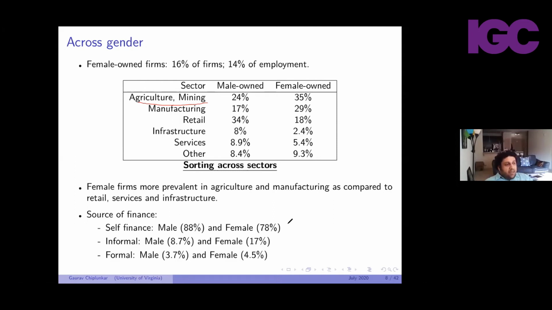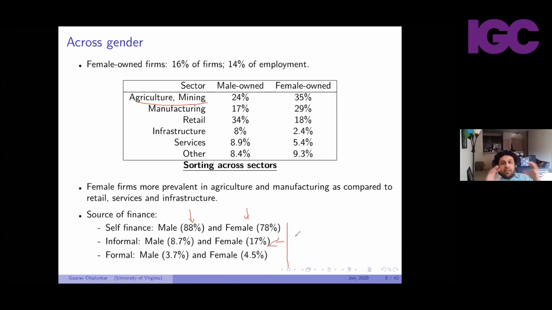The other thing is basically the source of finance, right? So the economic census is a great data set for many reasons. One of the reasons is also because it captures your source of finance. And so what you see here is that males are actually more likely to be self-financed than females. And females mostly rely on informal finance, right, as compared to males.